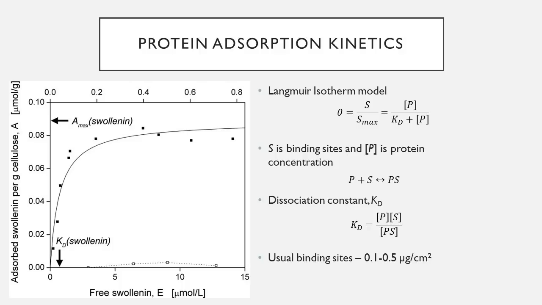Now, because the bound complex is in the denominator, a lower value for a dissociation constant is going to mean we're going to have more adhesion for that particular protein. So the lower the number, the greater the binding strength is. In this case, we define these binding sites by the amount of mass of proteins that can adsorb to a surface, and usually it's on the order of 0.1 to 0.5 micrograms per square centimeter of your biomaterial.